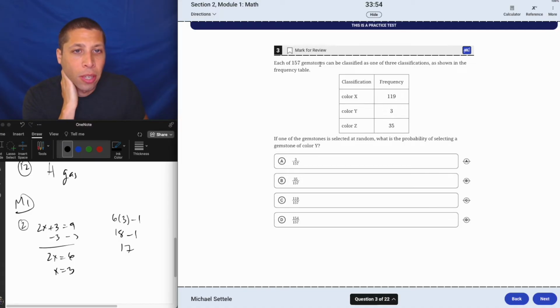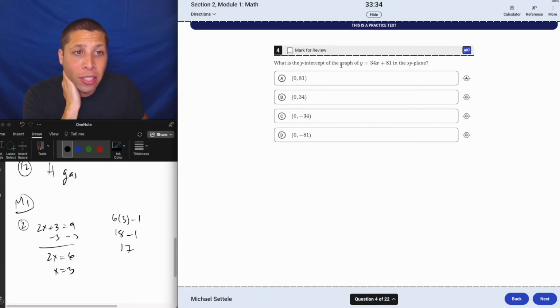Each of 157 gemstones can be classified as one of the 3 classifications shown in the frequency table. If one of the gemstones is selected at random, what is the probability of selecting a gemstone of color Y? So 3 out of 157. Whoa, careful. 3 out of 157. Yeah, because it's just saying choose from all of them. So no drama here. What is the y-intercept of this? Plug in 0 and you get 81.